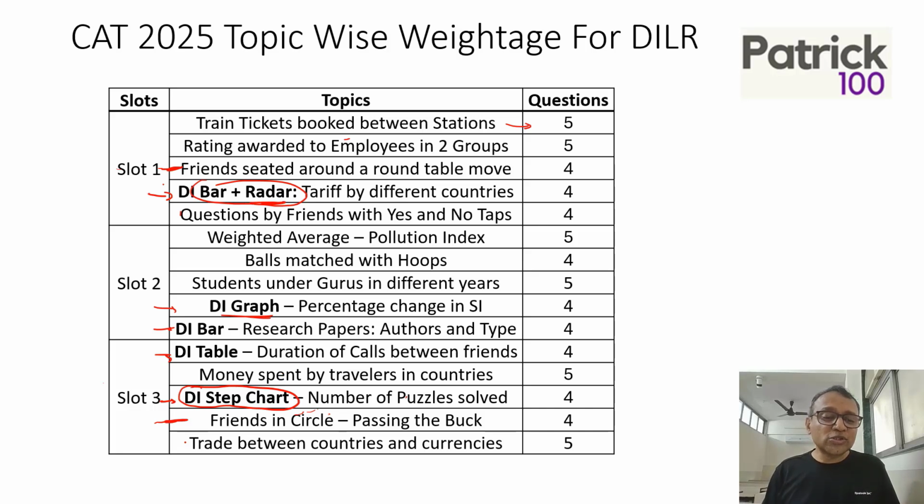Slot 3 also had questions on trade between countries and money spent by travelers, a little bit tougher. These two sets would take a longer time to solve as compared to the remaining three. But yes, this is what CAT 25 looked like: more logic based, with a little more focus on numbers. There was also a question on weighted average in slot 2 mathematics. Obviously there were 2 sets of 5 questions and 3 sets of 4 questions in every slot.